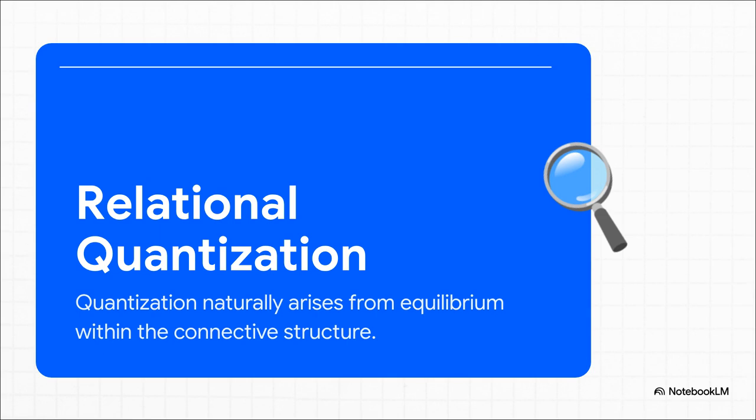That brings us to relational quantization. You know how in standard physics, quantization is often this external rule that's just kind of applied to the math? Well, here, quantum behavior arises completely naturally from the structural balance and equilibrium within the connections themselves. It isn't forced in. It simply emerges right out of the ratios of connectivity.